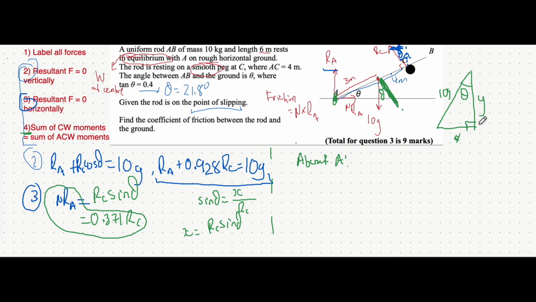We are not using the opposite; we're using the hypotenuse and the adjacent. So that's cos. Cos of the angle theta is equal to the adjacent, which is y, divided by the hypotenuse of 10g. From there, you can multiply both sides by 10g and get y is equal to 10g cos theta.